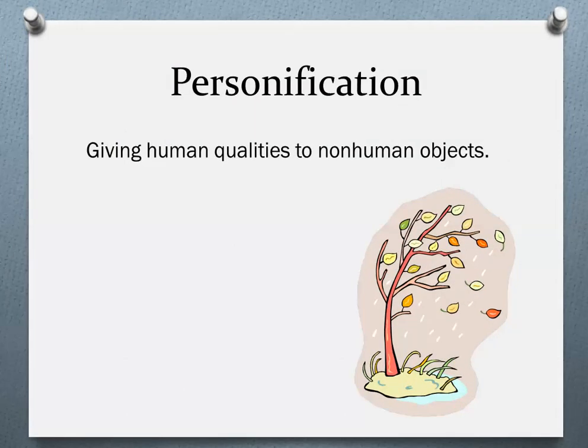Personification is giving human qualities to non-human objects. For example, the wind whispered through the trees. Wind can't really whisper, people whisper. So that is giving human quality to the wind to make the point that it was moving quietly through the trees.